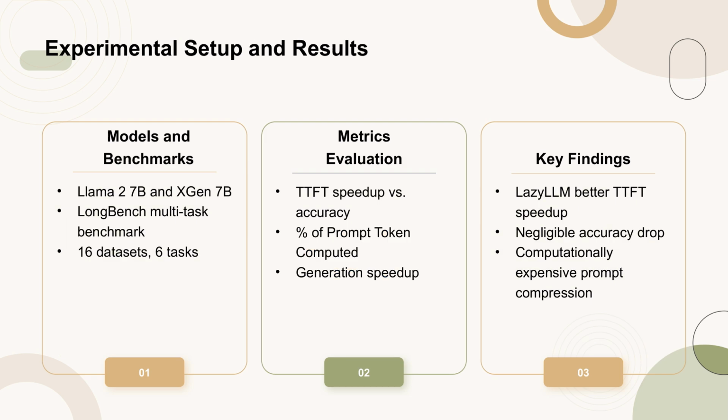In this section, we discuss the experimental setup and key findings. We used two large language models, Llama 2 7B and XGen 7B, and evaluated them on the LongBench multitask benchmark, which includes 16 datasets across 6 tasks. The primary metrics for evaluation were TTFT speedup versus accuracy, percent of prompt token computed, and generation speedup. Our method, LazyLLM, consistently achieved better TTFT speedup with negligible accuracy drop compared to baselines. Notably, the prompt compression approach was computationally expensive and did not improve TTFT significantly.